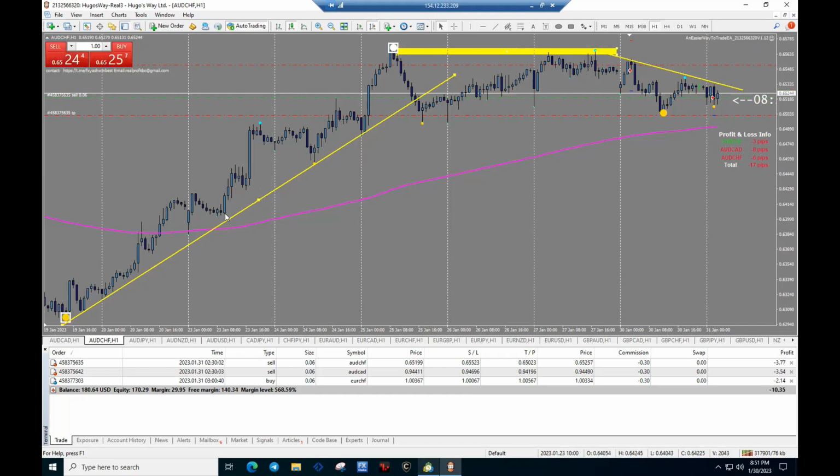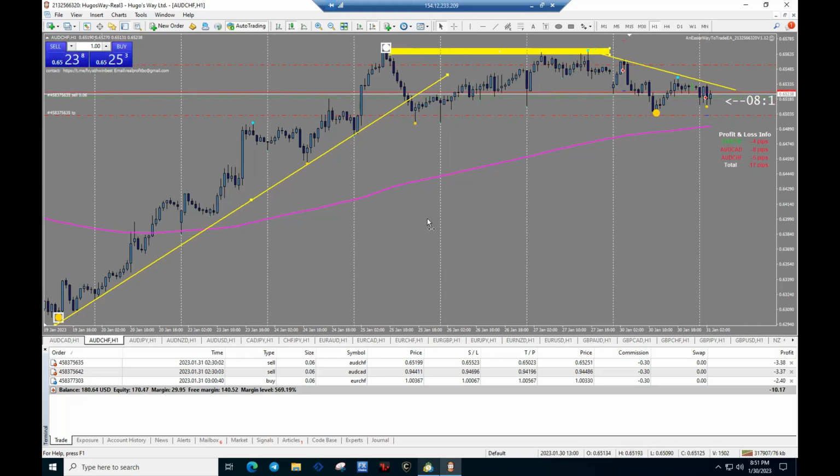And all of them hit 20 pips. Make sense? 20, retrace, get in. 20, retrace, get in. 20, retrace, get in. Then we get to the top, and what it does is go sideways, consolidation, and then turn around. That's when we start closing trades.